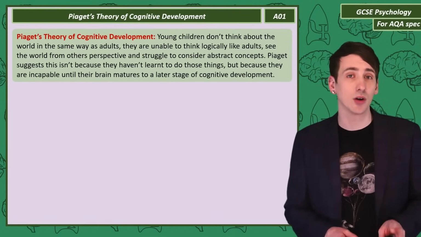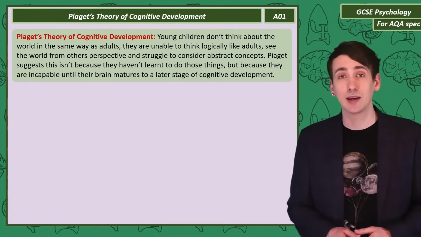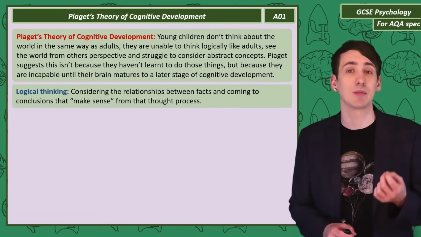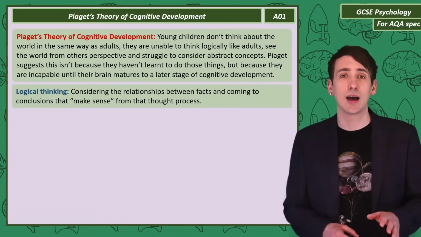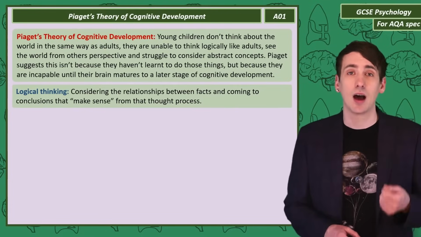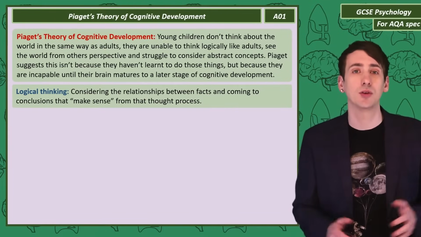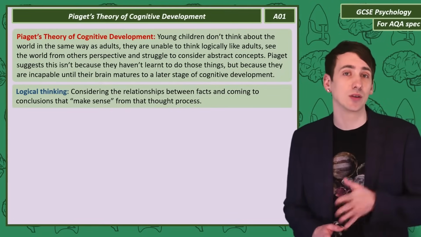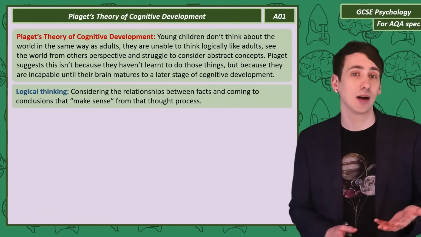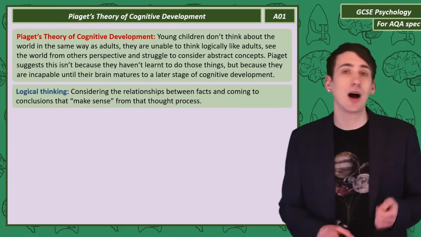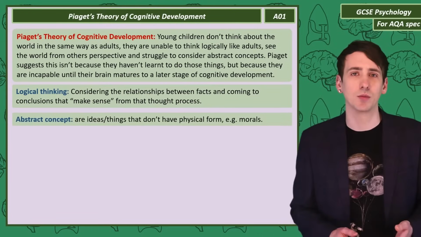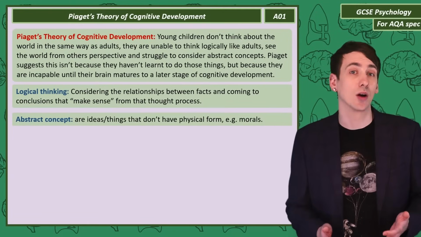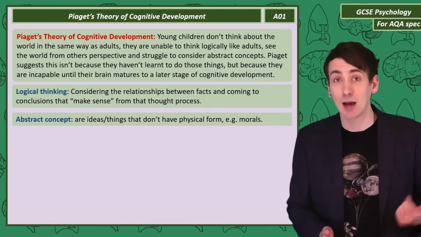Let me quickly define two words that will be important. That's logical thinking, which is considering the relationship between facts and then coming to conclusions that make sense. So if I said I had 3 apples, 2 pears, and 3 sweets, then how many pieces of fruit do I have? You can quickly understand the fact that apples and pears are fruit, but sweets are not, come to the conclusion that I have 5 pieces of fruit. Abstract concepts are ideas that don't have any physical form, so morals, mathematics, and beauty. That's opposed to concrete concepts that you can point at, like apples.